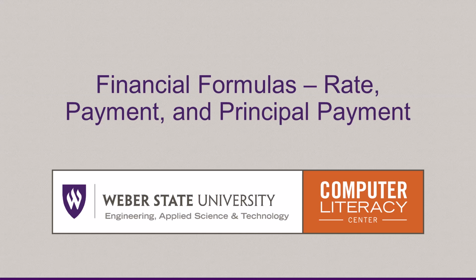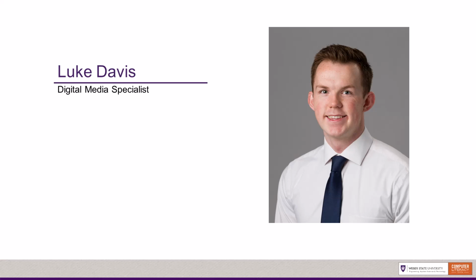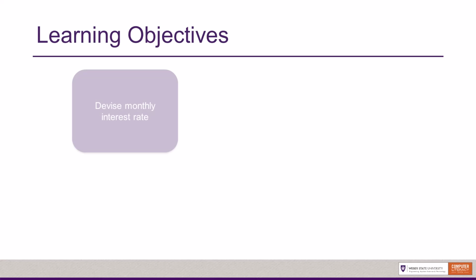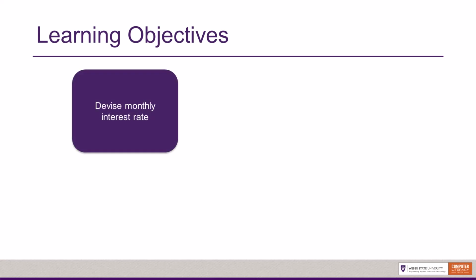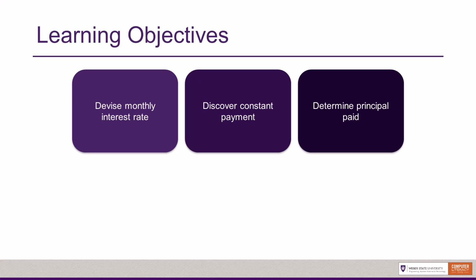Today, we'll be using Google Sheets to apply additional financial formulas in various scenarios. My name is Luke Davis, and I will be guiding you through this tutorial. In this video, we will devise the monthly interest rate on a loan. Next, we will discover the constant payment amount due for a loan after 1 month. And finally, we will determine the amount of principal paid on the loan after the first pay period.